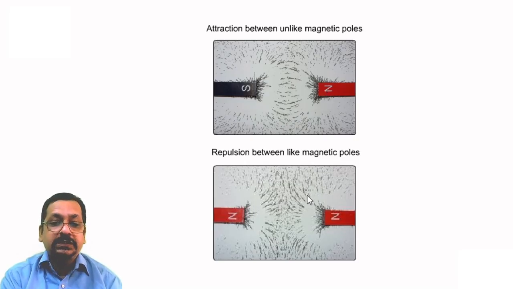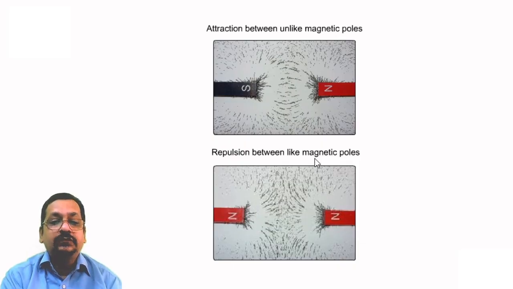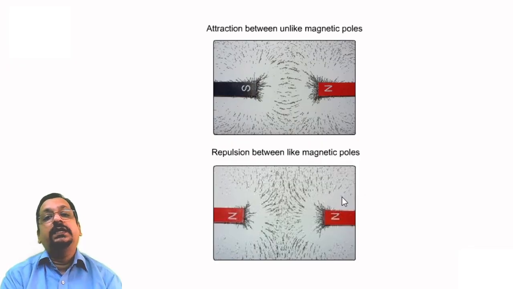Now in the next picture, what we are observing is we have brought two like poles together. These are the two magnets having north poles facing each other, and see now the pattern. The lines of force are going away from each other. See, the two patterns are different. Here we can see repulsion between the two like magnetic poles.